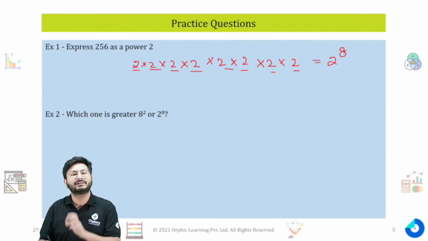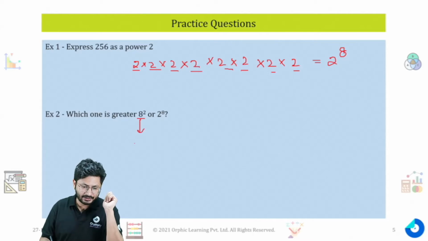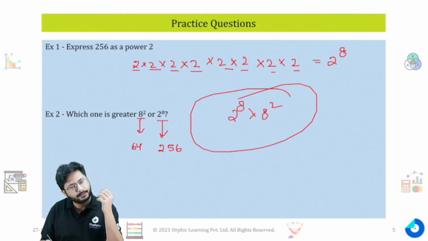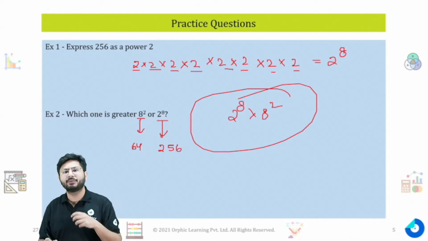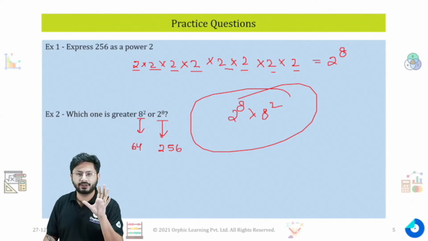Okay. Now the second question is, which one is greater, 8 to the power 2 or 2 to the power 8? So 8 to the power 2 is equal to 8 into 8, 64, and 2 to the power 8 is equal to what we have just calculated, 256. So we can say that 2 to the power 8 is greater than 8 to the power 2. That's it. So to reduce the effort of writing, we use exponents. That is the basic use of exponents.